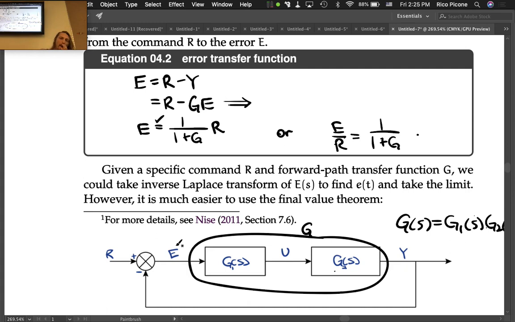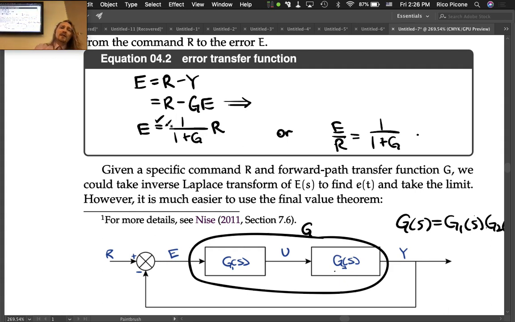So given a specific command R and forward path transfer function G, we could take the inverse Laplace transform of E to find E of t and take the limit. So we've got an expression for E. We could just plug in R, plug in G, take the inverse Laplace transform, and find the final value, right? But we want to do a little bit more analysis because we don't know a specific G, we don't know a specific R, so we need to try to interpret as much as we can from the characteristics of what R might be, what G might be. And that's what we're going to do.